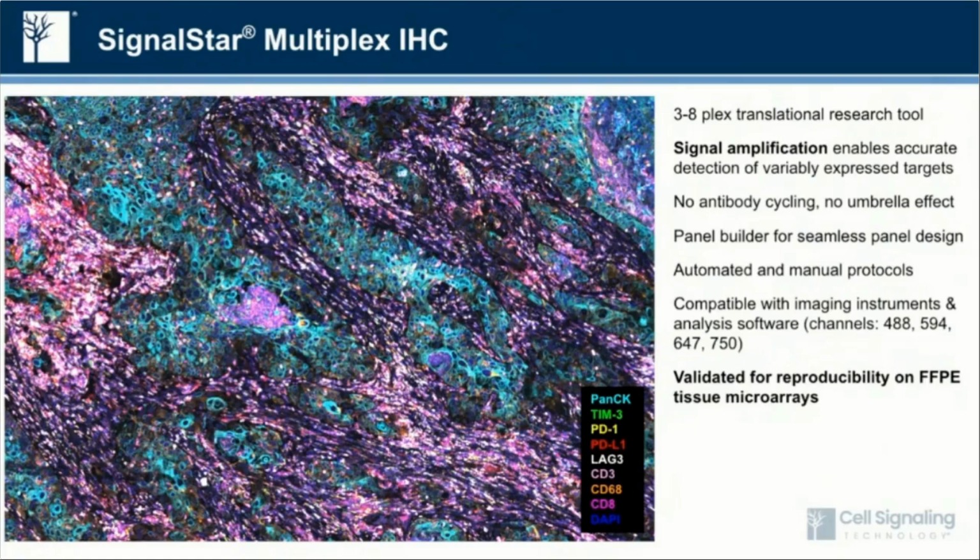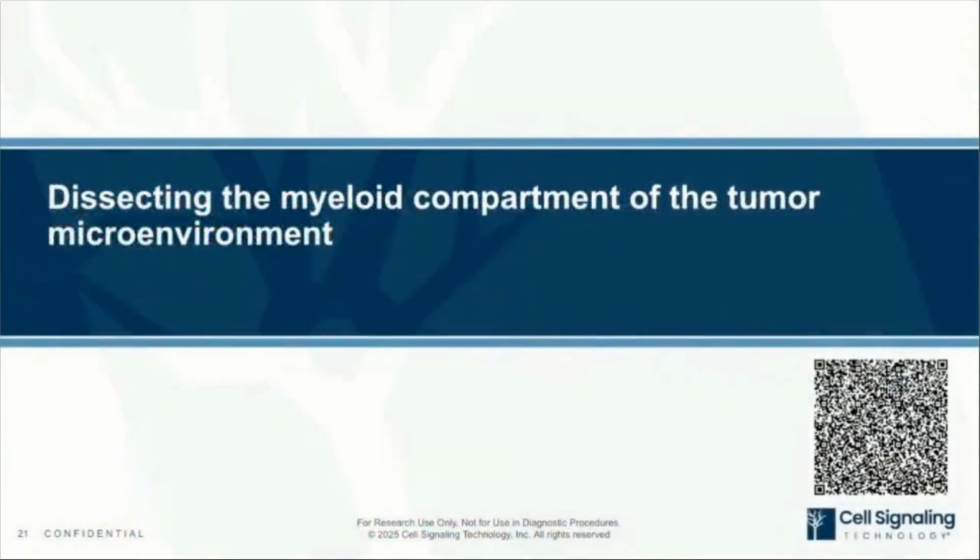I'll move on to the few examples where we utilize this in some biologically relevant studies that we've performed with our collaborators. One vignette that we've worked on with our collaborators externally is trying to understand the myeloid compartment of the tumor microenvironment. The QR code can be used to scan if you'd like to go take a look at the poster and the data in more detail.